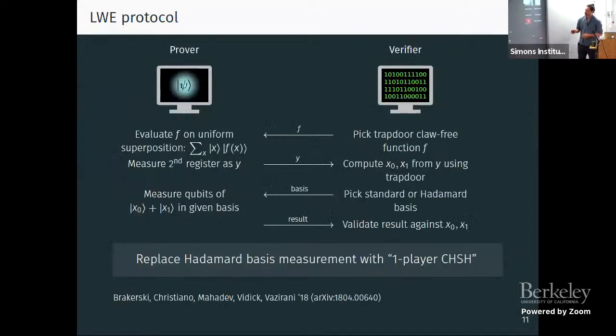So just to remind us, we're going to start from the same protocol that we had before, where we're measuring in the standard or the Hadamard basis after committing to a state, and then sending back the result. But we're going to keep this measurement in the standard basis as one of the options. But instead of measuring in the Hadamard basis, we're going to replace it with this thing that we call the one-player CHSH game, which I'll describe in a moment. So as we go through, at this point, the verifier picks standard basis or play the one-player CHSH game, and we can show that with this measurement scheme, you actually don't need the adaptive hardcore bit. So I'll explain what I mean by this now.